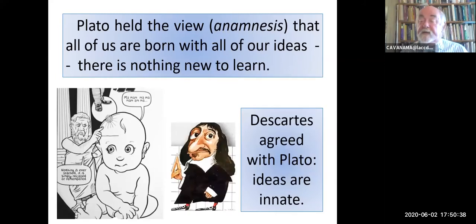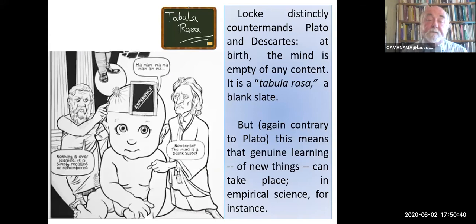Descartes agreed with Plato, at least that all ideas are innate. John Locke countermands Plato and Descartes. At birth, the mind is empty of any ideas. It's a tabula rasa, Latin for blank slate. Think of a chalkboard or whiteboard.